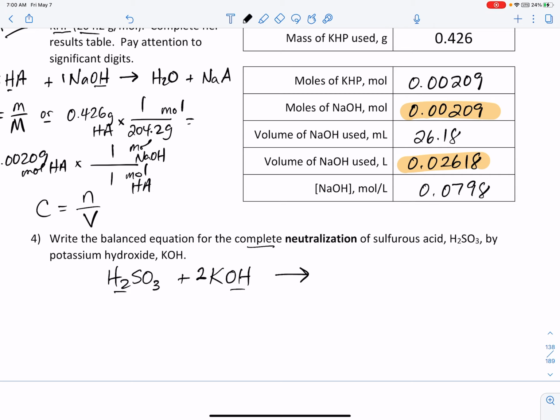The H's and OH's create water, but because we had 2 H's and 2 OH's, it gives us 2 waters. And then there's a salt produced. The salt would be potassium sulfite, and because there's a 2 in front of the potassium, the formula must be K2SO3. There's our balanced equation.